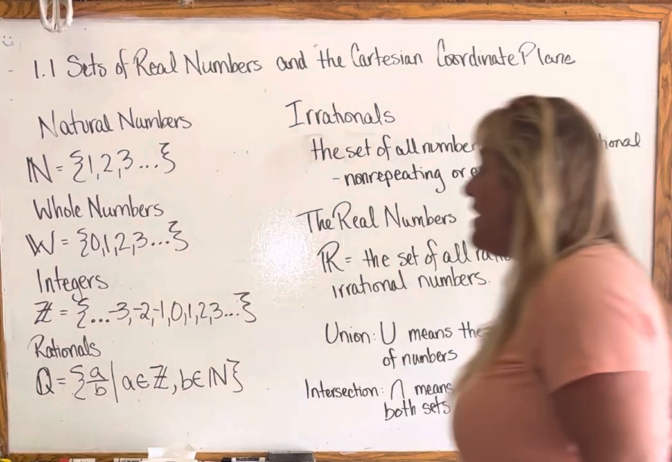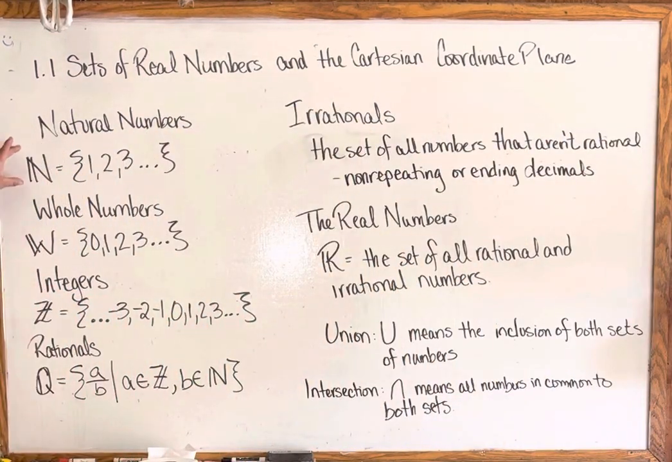Okay, the next group of numbers builds on the natural numbers, and it's the whole numbers, which gets the double barred W or bold W. The only difference between the natural numbers and the whole numbers is that they include the number 0. So 0, 1, 2, 3, 4.